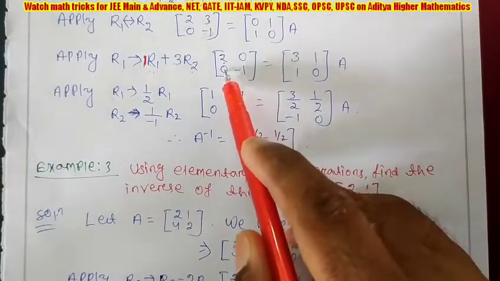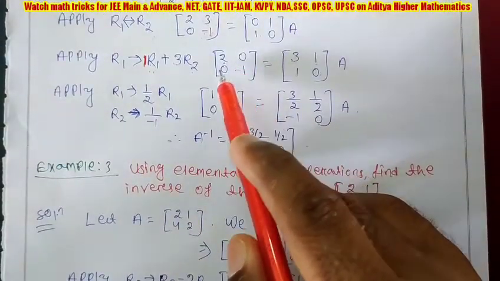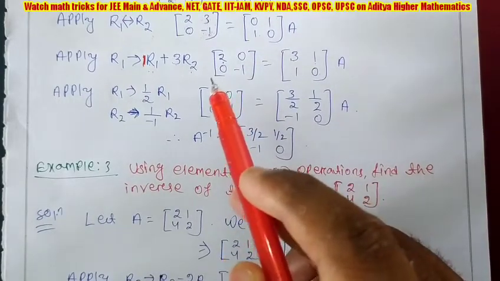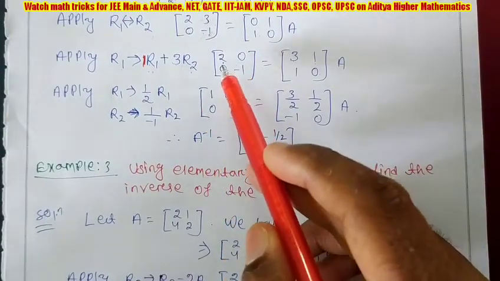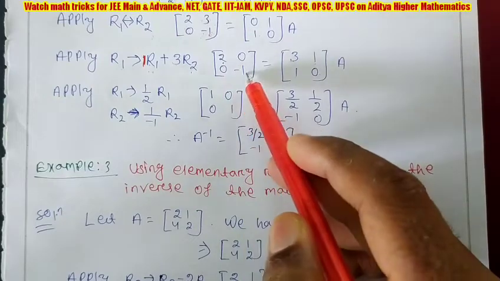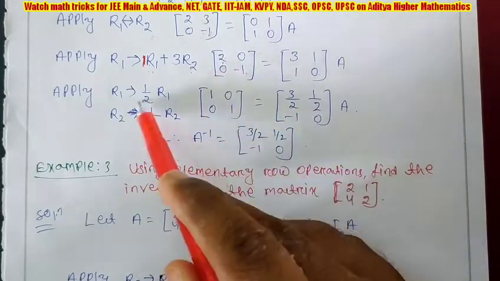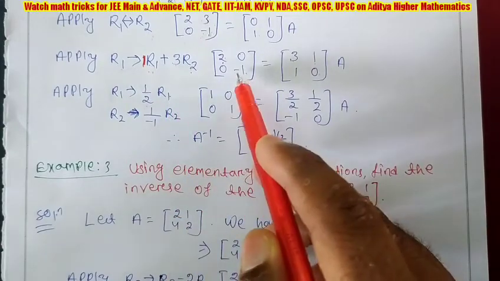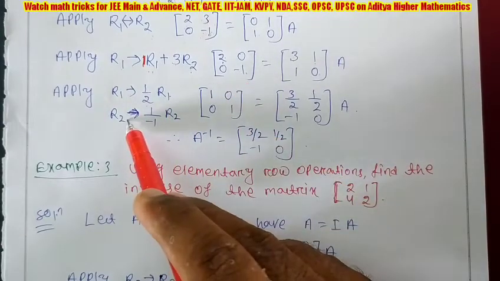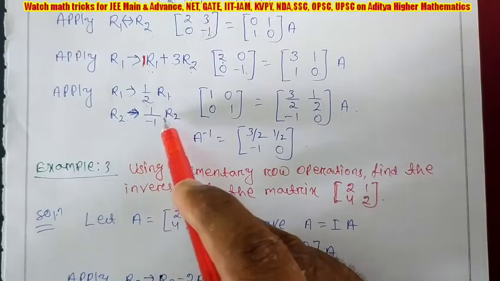So now we got all zeros where we need. Next we have to make 1. I told you making 1 is not difficult. Whatever numbers are coming, you have to multiply by 1 by that same number. So in R1 we are getting 2, so 1 by 2 into R1. And in R2 we are getting minus 1, so R2 changes to 1 by minus 1 into R2.